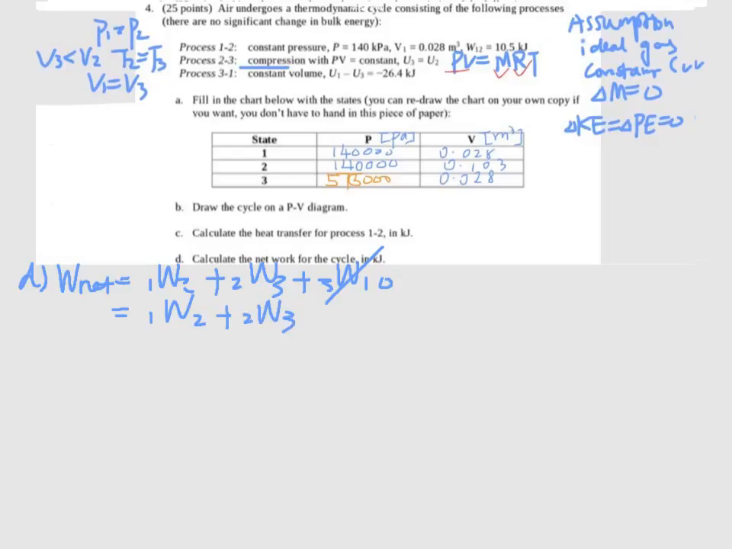We already know the work from 1 to 2 because that's given in the problem. It's 10.5 kilojoules. So the only thing that we don't know in this case is the work from 2 to 3, and that's something that we're going to solve now.